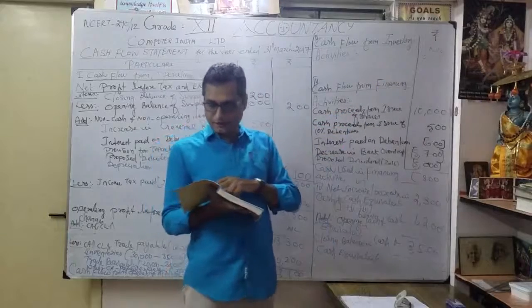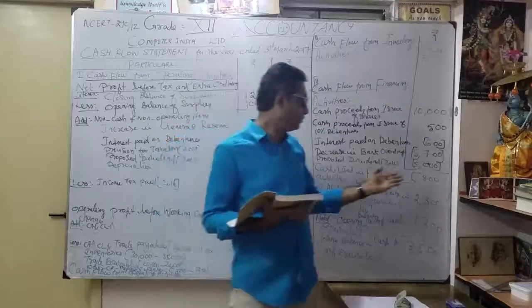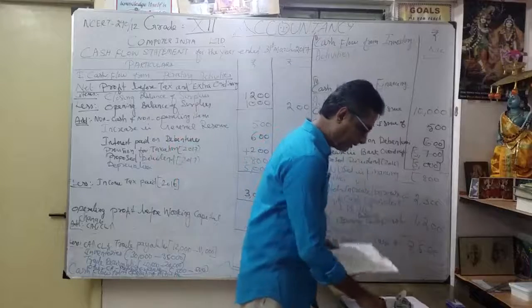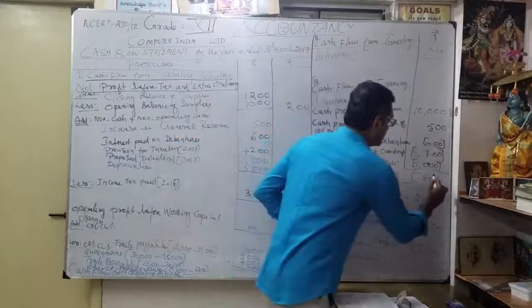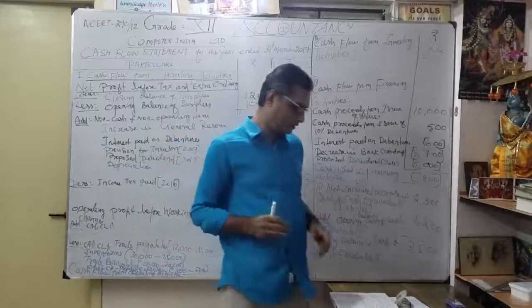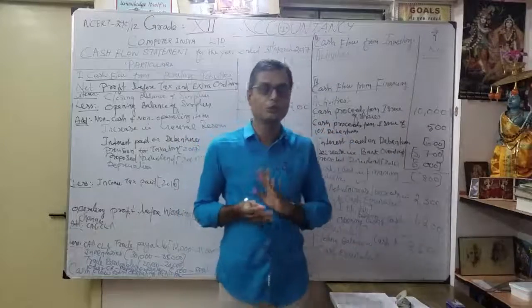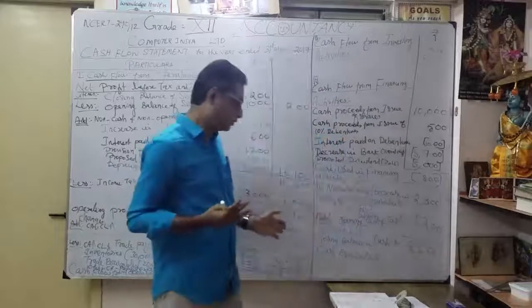Thereafter, see finance activities. That's also what? How much? 800, within the bracket. Correct? 800 is within the bracket. So all the three answers are wrong in this particular problem. Please change it. Okay, so then only we will get it.